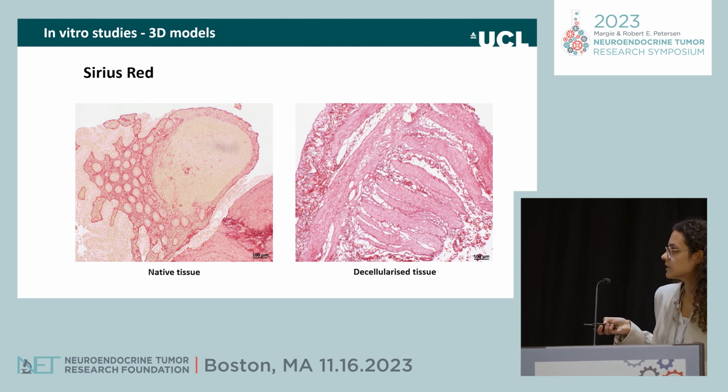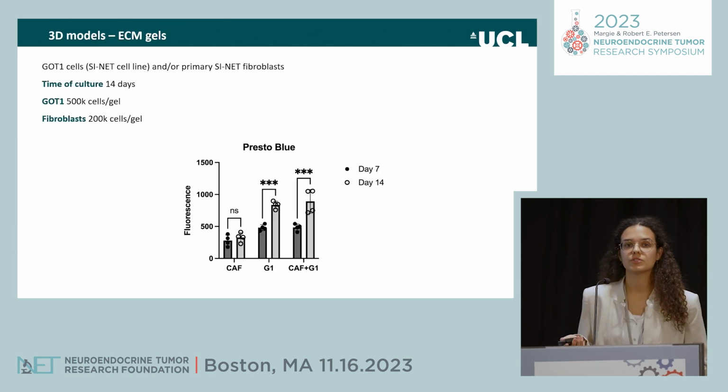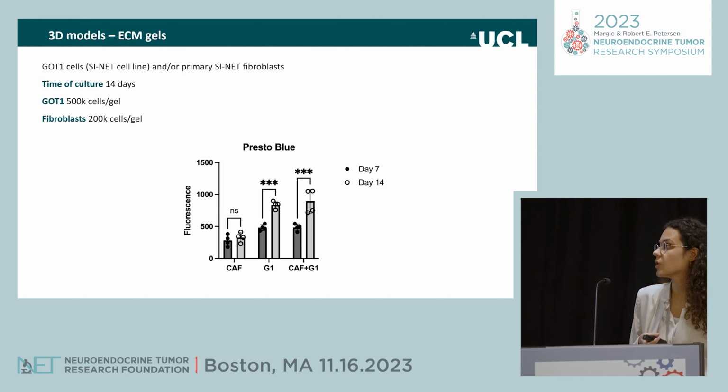So we have a clear distinction here in the native tissue between these two, while for the decellularized one, we only have the remaining collagen stain in the matrix. So then we cultured our gels. These are cultured for 14 days using, to start with, 500,000 GOT1 cells and 200,000 fibroblasts. And we performed Presto Blue, which is a cell viability assay, at day 7 and day 14.